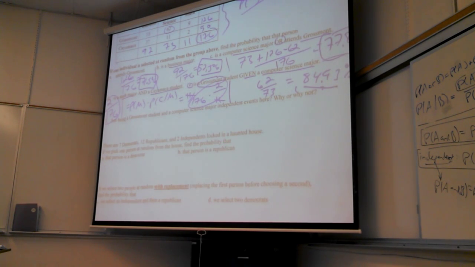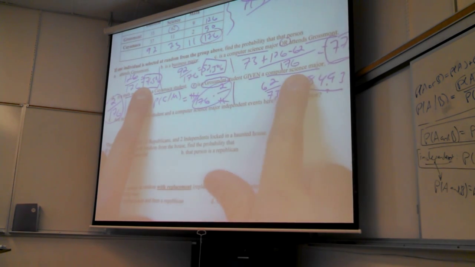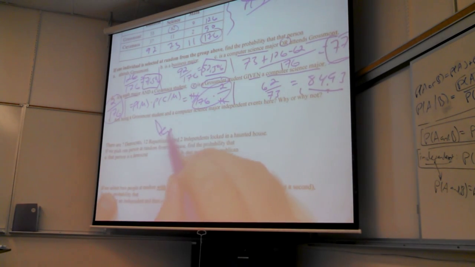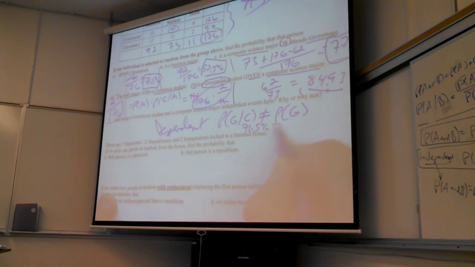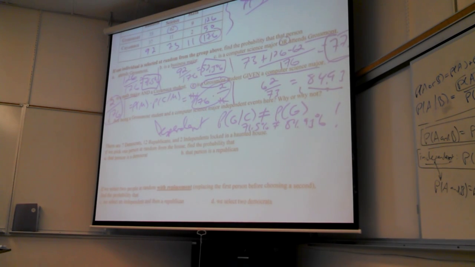But okay, hopefully it has followed. So I look at what Grossmont used to be, and then I look at what it becomes once I tell you something about the student, and it changed. So they are dependent. Probability of Grossmont given computer science is not equal to probability of Grossmont. 71.5% does not equal 84.93%. Bam! Maybe. Don't say, well, there are computer science majors at Cuyamaca. No, that has nothing to do with this. Nothing. Okay, maybe.